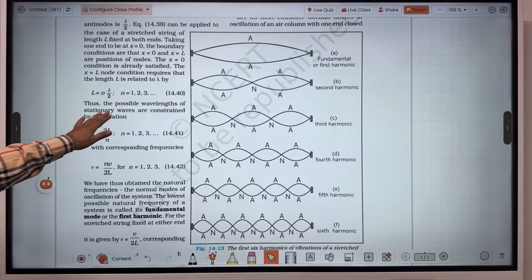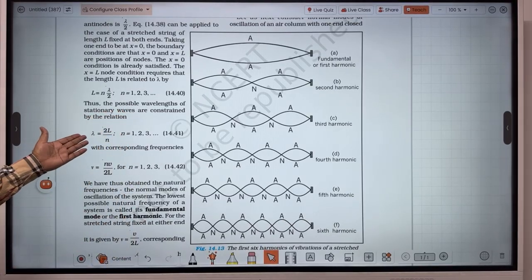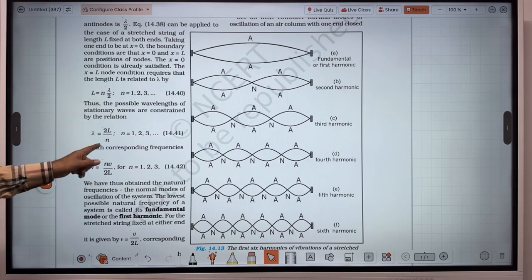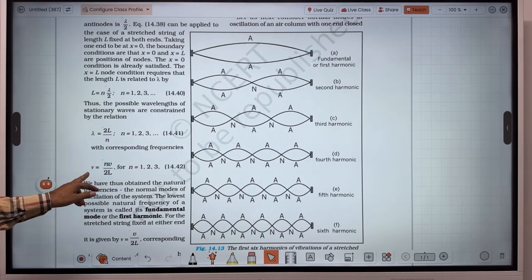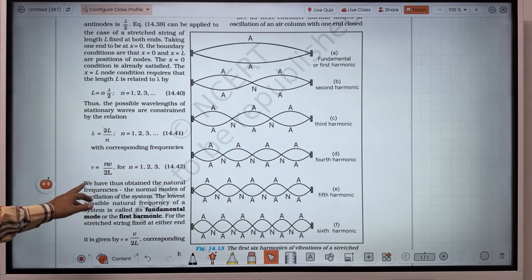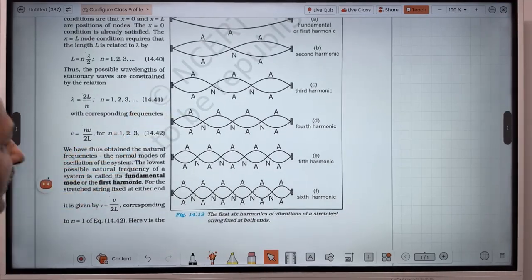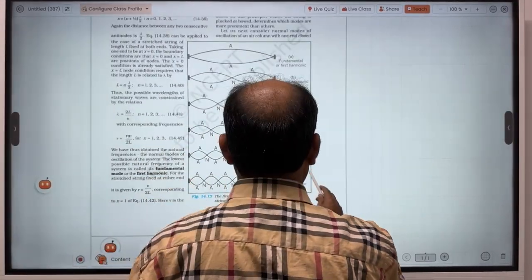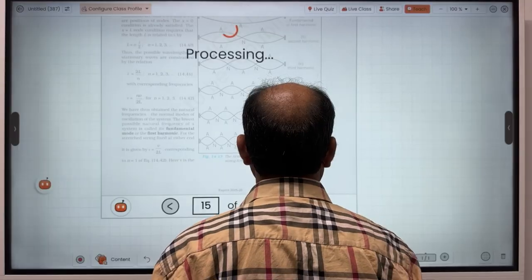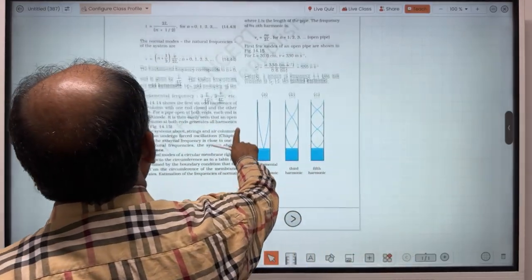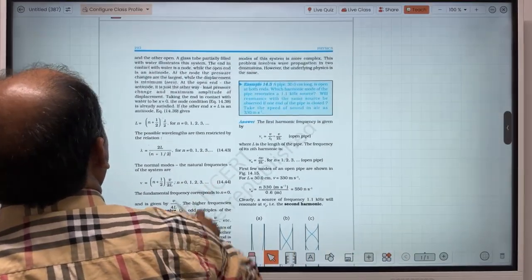Similarly, here the possible wavelengths of stationary waves are constrained by the relation lambda equal to 2L upon n. And if we want to find out frequencies, v equal to nu lambda. So nu will be nv divided by 2L. So these are the relations. So harmonics, as I have already discussed, I think you have understood. Now we are going to see the next situation.